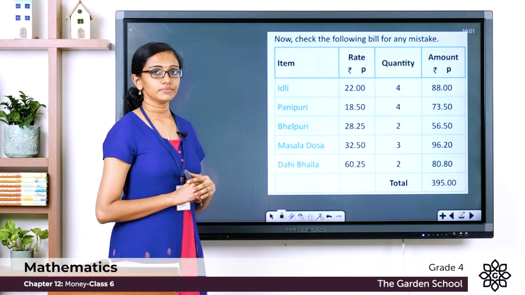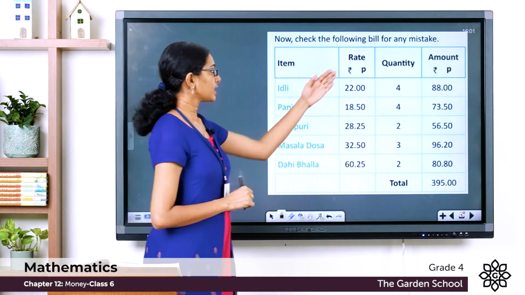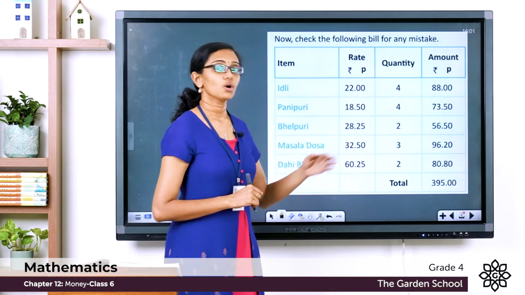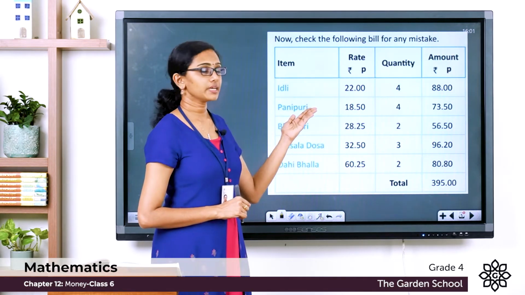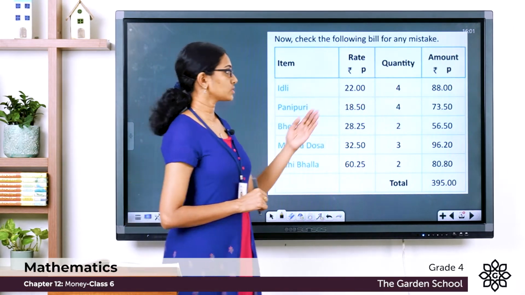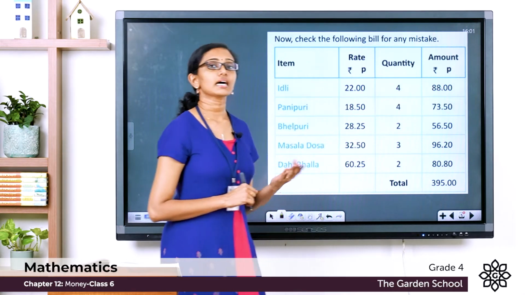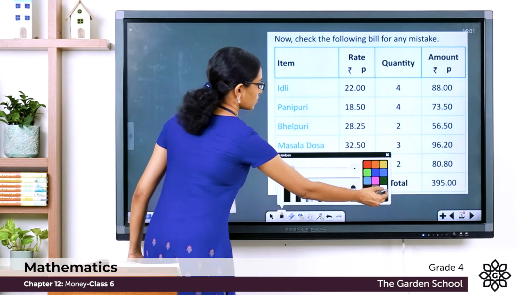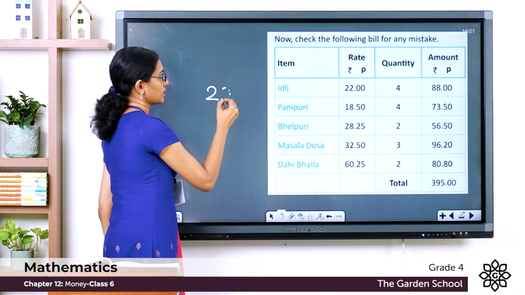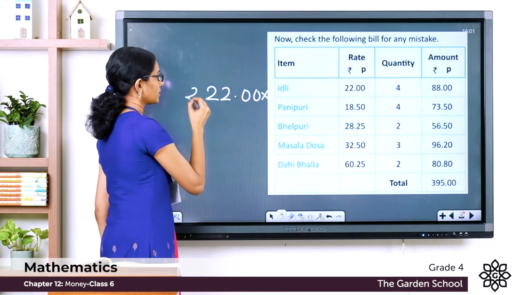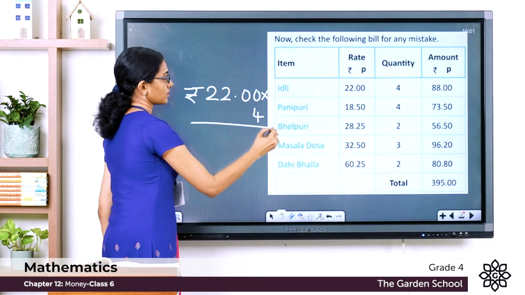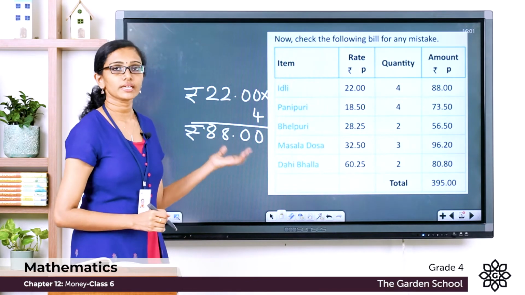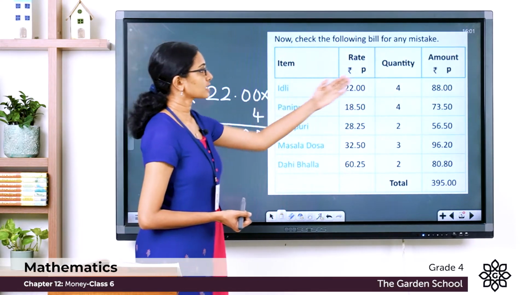So here you can see the items. The first item is idli and the rate per item is 22 rupee and the quantity you are buying is 4. So the cost of idli will be the rate per item into the quantity, which is 22 rupee into 4, and that is equal to 88 rupee. Let's check if it is correct. So how do we do the multiplication? 22 rupee into 4 is 88. Now that is equal to 88 rupee 0 paise, which is the correct amount given there.